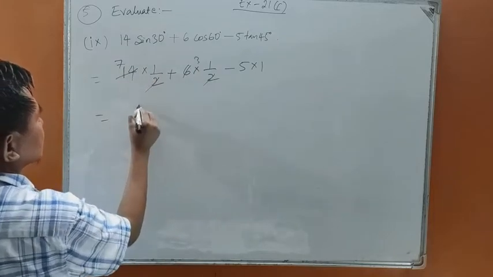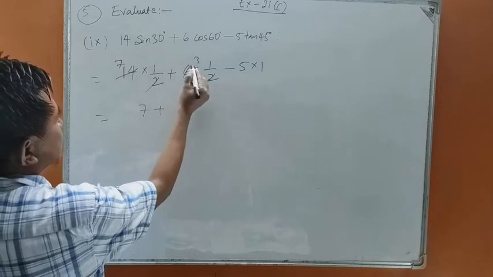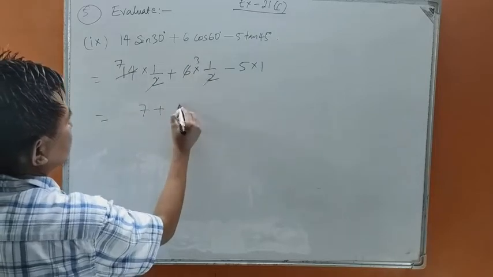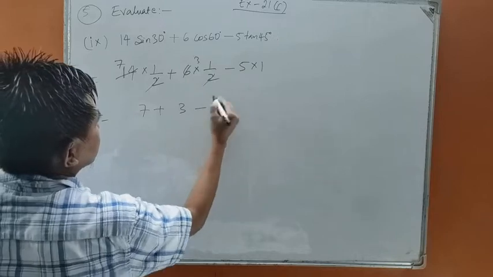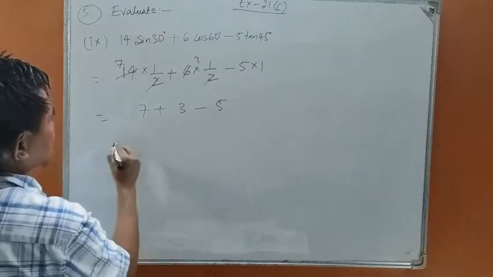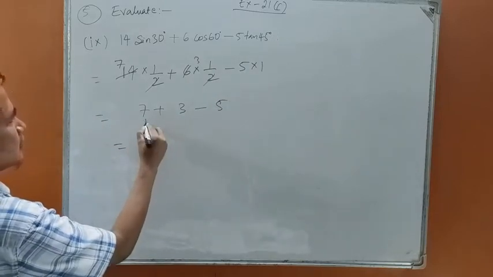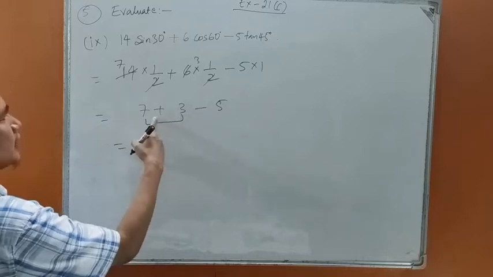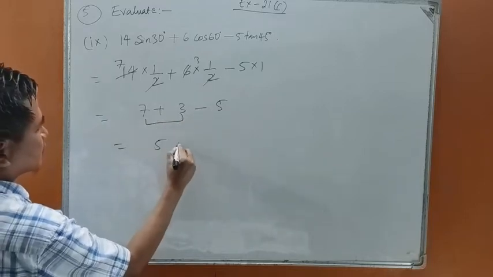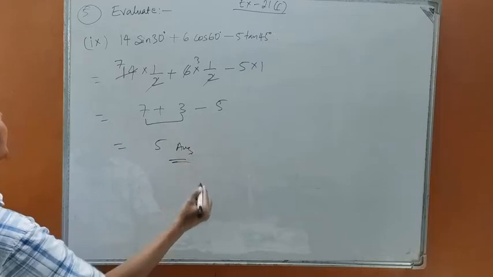So 7 1s are 7, plus we have 3 here, 3 1s are 3, minus 5 1s are 5. So 7 plus 3 is 10, isn't it? 10 minus 5 is 5. This is the answer for question number 9 of 5.